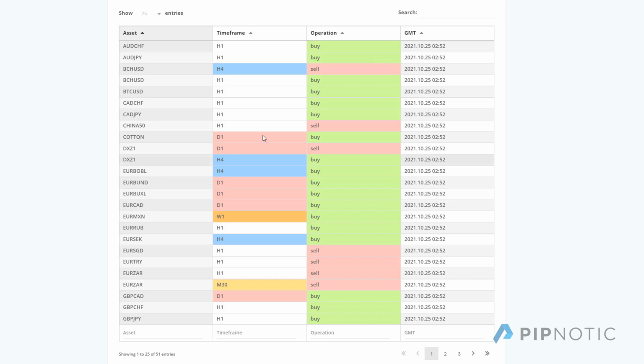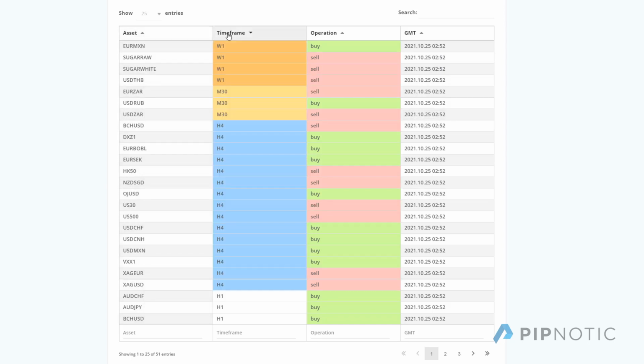This just happened now. So what I like to do is I normally click on the time frames and sort after time frame. Then I'll take from the top of the list and work my way down and look for things that I like. So here you can see that we have the Euro Mexican peso. This is a weekly, and this is a buy.